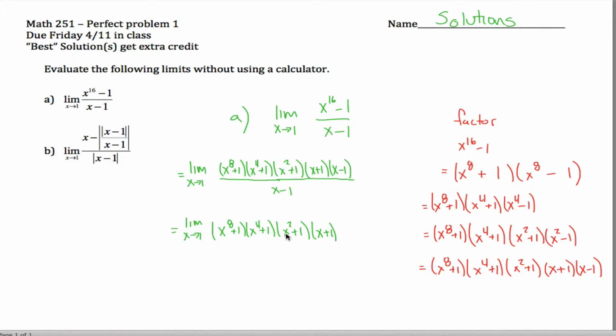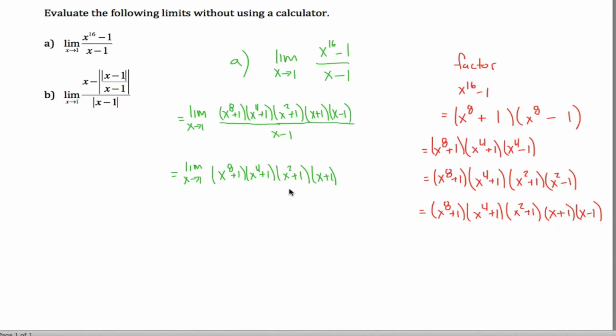This is now a limit I can evaluate. I couldn't evaluate this one because I tried changing all the x's into 1s, and I got 0 over 0. Damn. But I can evaluate this limit here. I can change all the x's into 1s, and I won't get 0 over 0. I'd get, what, 1 to the 8th power plus 1, whatever that's equal to, times 1 to the 4th power plus 1, times 1 squared plus 1, times 1 plus 1.